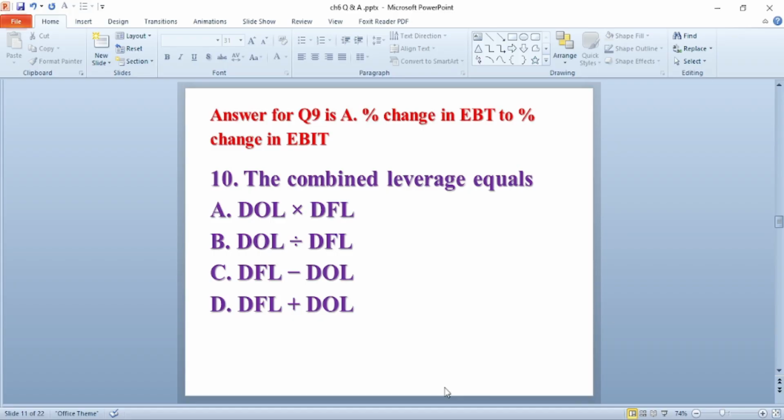Question number 10. The combined leverage equals dash. A, degree of operating leverage times degree of financial leverage. B, degree of operating leverage divided by degree of financial leverage. C, degree of financial leverage minus degree of operating leverage. D, degree of financial leverage plus degree of operating leverage. The answer is A. Degree of operating leverage times degree of financial leverage.